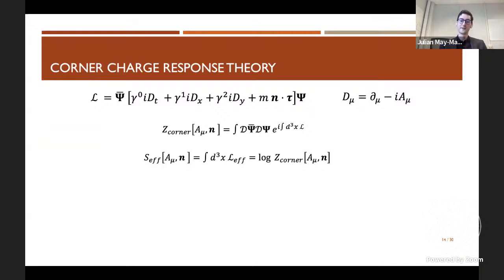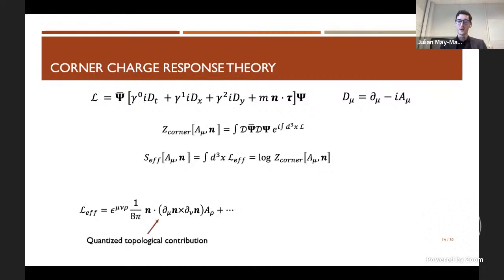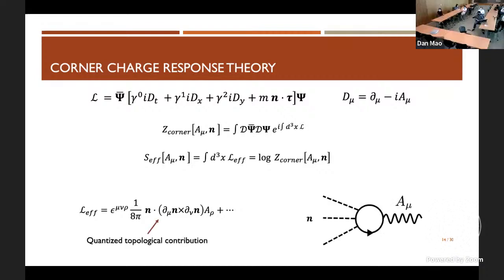It's actually pretty useful to think about these things as being a diagrammatic expansion, since the fermions are gapped, since the scalar m is non-vanishing. We can then compute our diagrammatic expansion, and we find the leading term is going to be this first term of the effective action involving 3 powers of n, which corresponds to this one loop diagram shown here. This is going to be a quantized topological contribution, as we'll show, and additionally non-topological, non-quantized contributions indicated by the ellipsis. However, for our purposes, it's really not going to matter too much.